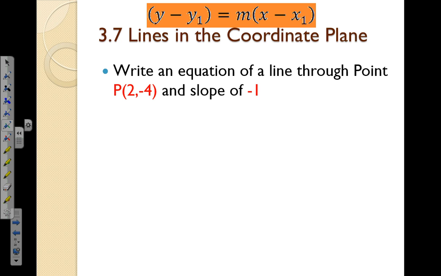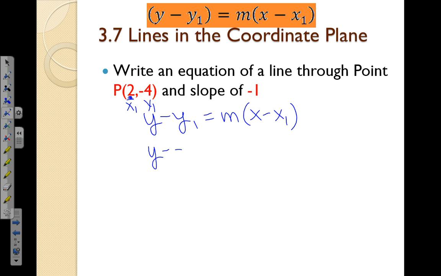I've got an equation of a line through point P (2, -4) and a slope of -1. So I write down my point-slope form: y minus y1 equals the slope times x minus x1. This is my x1, this is my y1, and I'll plug it in. y minus -4, and I'm putting parentheses. This is one of the larger areas of error. If you subtract a negative, you have to keep track of it. The slope of -1 and an x minus 2. So the y minus the -4 will just be y plus 4.